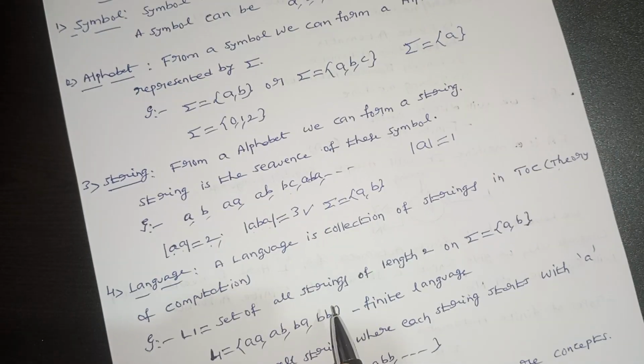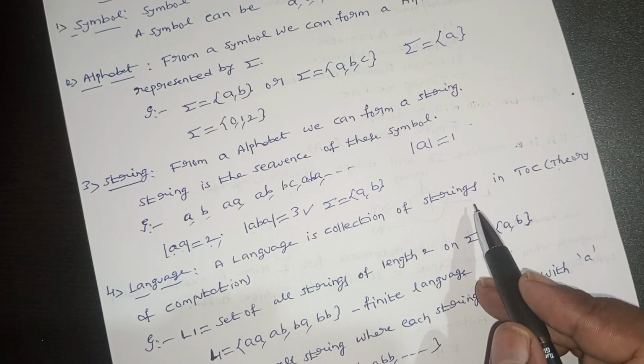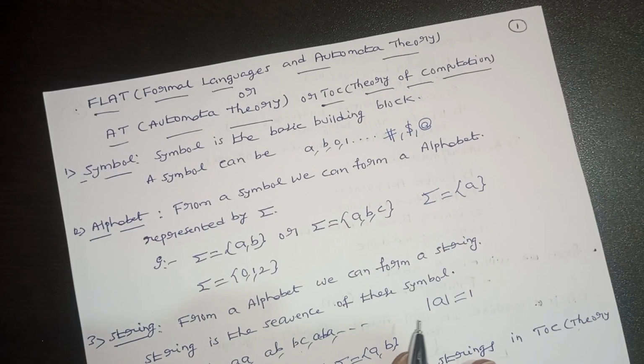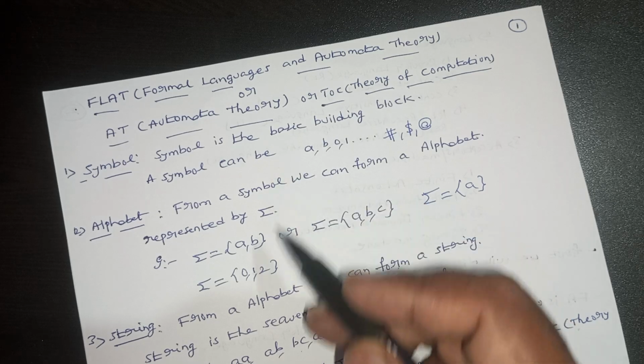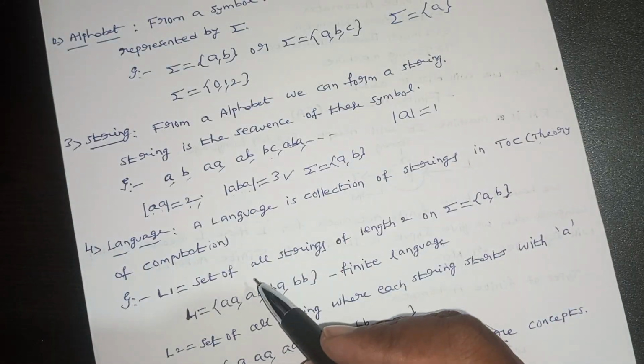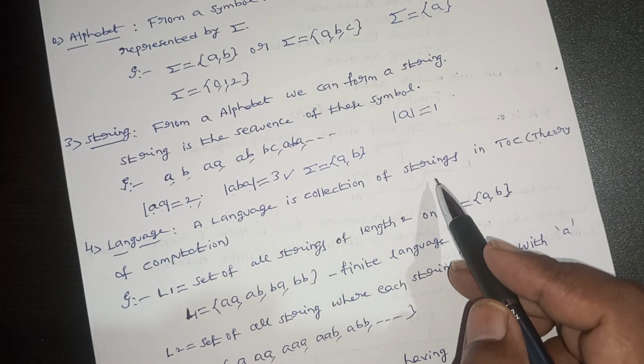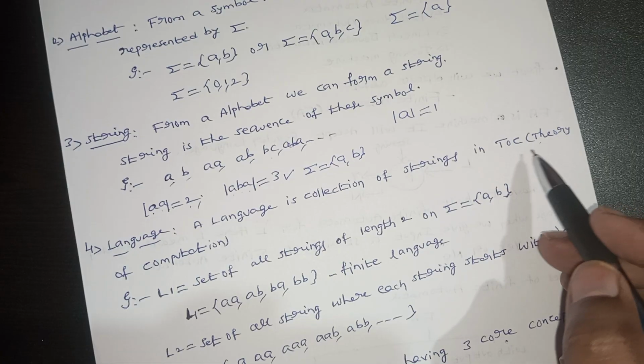Now coming to the language. A language is a collection of strings. So this is the hierarchy. From a symbol, I am forming an alphabet. From an alphabet, I am forming a string. From strings, what am I forming? I am forming a language. A language is a collection of strings in theory of computation.